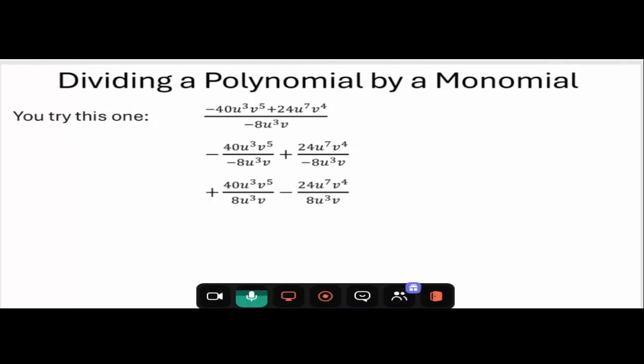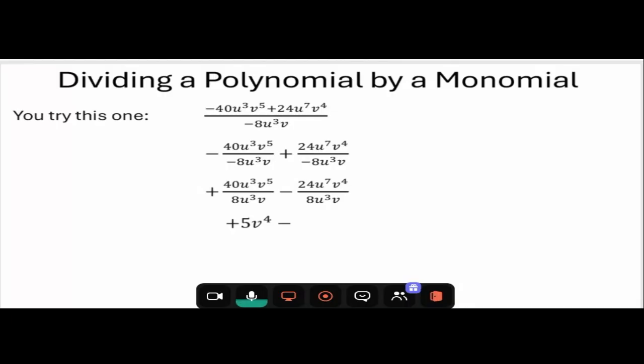Piece by piece, just take it little by little. Don't get overwhelmed by looking at that big question. 40 divided by 8, 5. U cubed over u cubed, well, that just cancels, so there's nothing to write there. It's a times 1 technically, but we don't need to write that. V to the 5th over v to the 1 is v to the 4th.